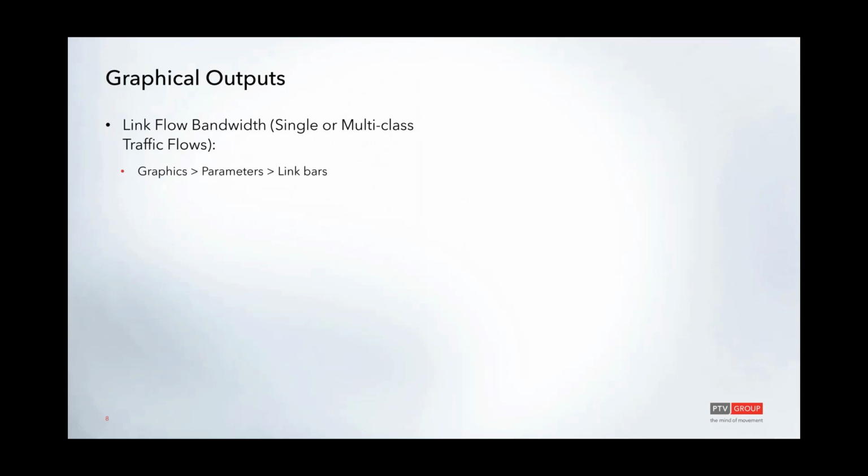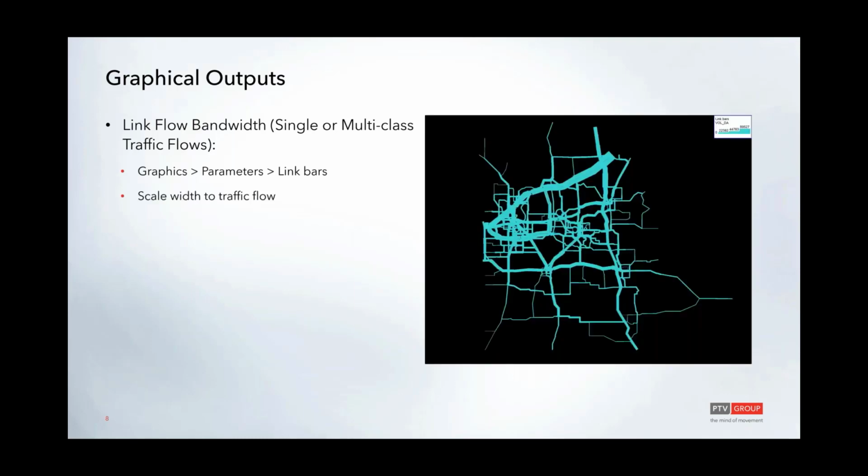All right, let's talk about some graphical outputs. One of the key graphical outputs of your model is typically link flow bandwidth. This might be for single or multi-class traffic flows. This also can be multi-class or single-class transit flows. The general way of getting to these graphic parameters in Visum is by using the graphics parameters and link bars menu. Then you can scale the width of those bars to the traffic flow.